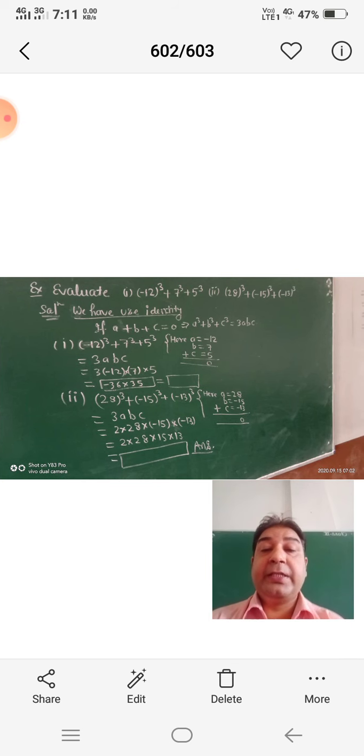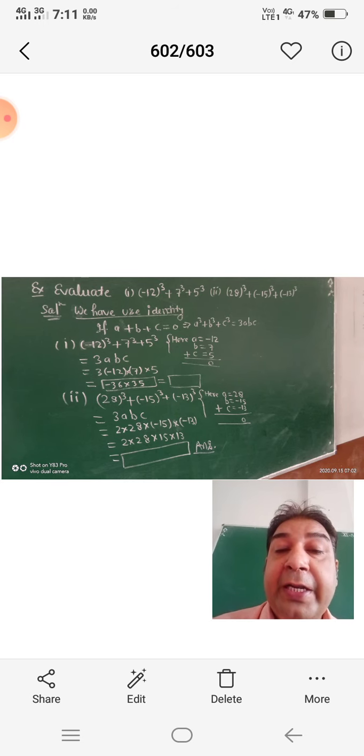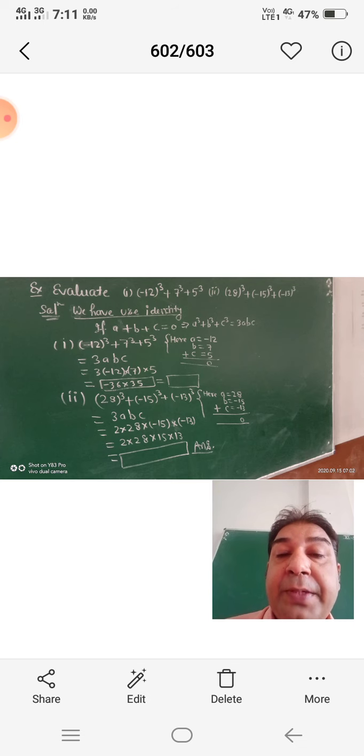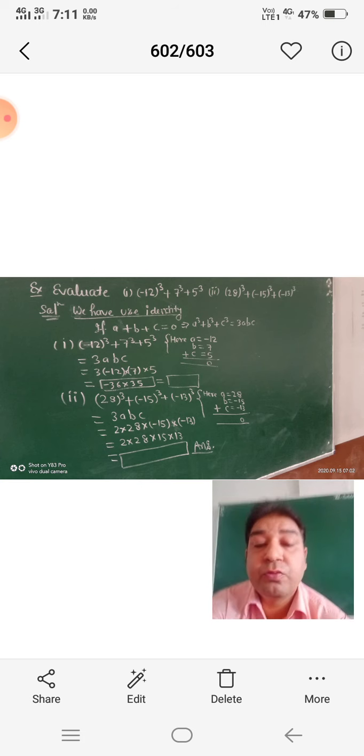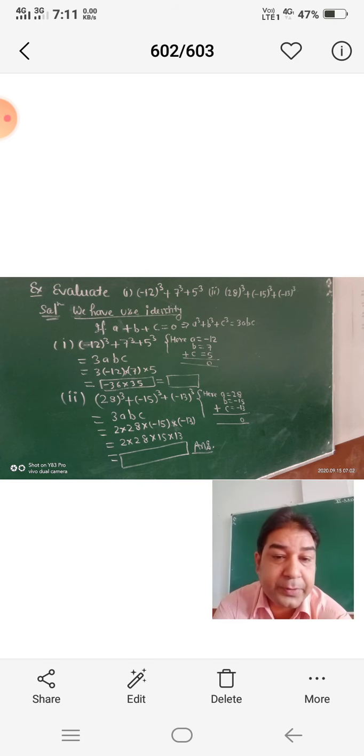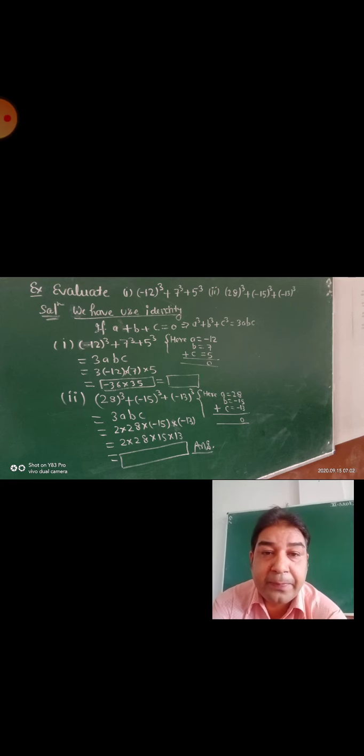Now, the next part is given. Evaluate (minus 12) whole cube plus 7 cube plus 5 cube. And the second one is given: 28 whole cube plus (minus 15) whole cube minus 13 whole cube. You have to use the identity: if a plus b plus c equal to 0, a cube plus b cube plus c cube will be 3abc.